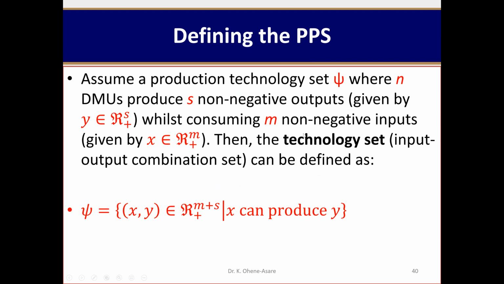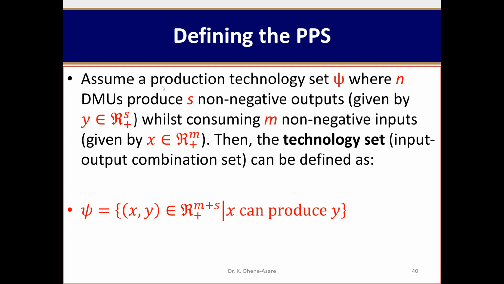Given all of this, we can say that the production technology set, which is made up of the input-output combinations, can now be summarized as phi, which is made up of the input-output combinations, a member of the real positive input and output spaces, whereby X can produce the Y. So this whole notation represents the technology set. When people are developing models, this is where they start from. When you are not developing models, this is where you also start.